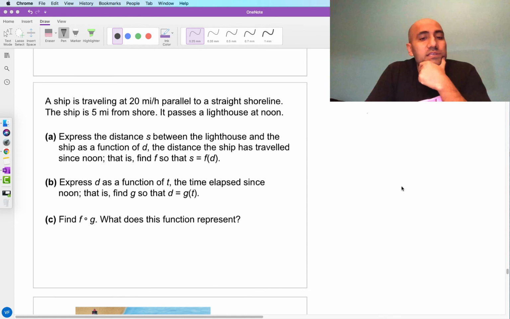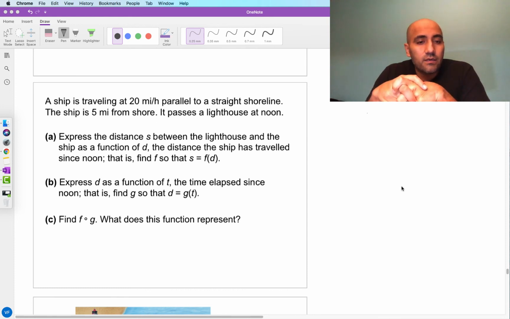B. Express d as a function of t, the time elapsed since noon. That is, find g so that d equals g of t. And finally, find f composed with g. What does this function represent?